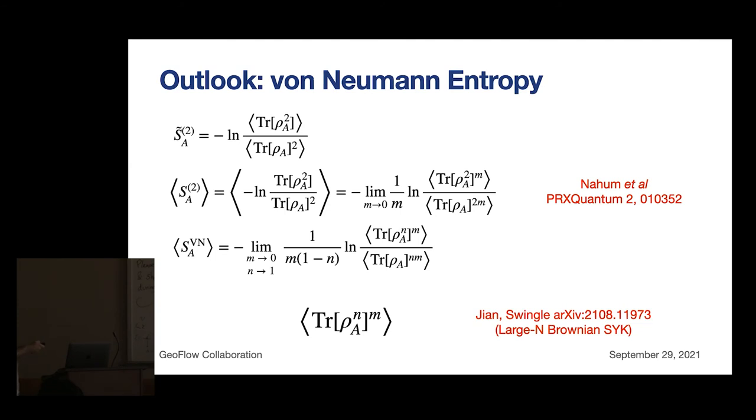And the point is that in order to do this, one needs to be able to compute these traces and disorder averages for arbitrary N and M analytically, and then take this limit as M and N go to one and zero. So this sounds kind of crazy, but actually Shaokai Jian and Brian Swingle very recently computed this quantity, the disorder averaged von Neumann entropy in a large N Brownian SYK model. So that gives me some hope, and in fact the features of this are pretty generic. And I think we should be able to see it in our qubit model as well. So that's kind of my next area of interest.